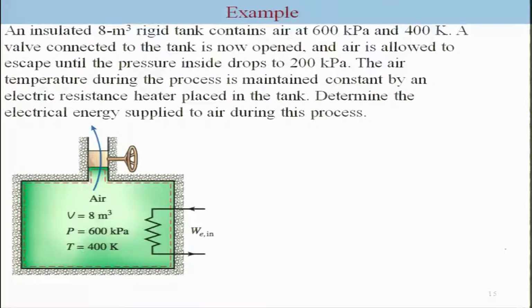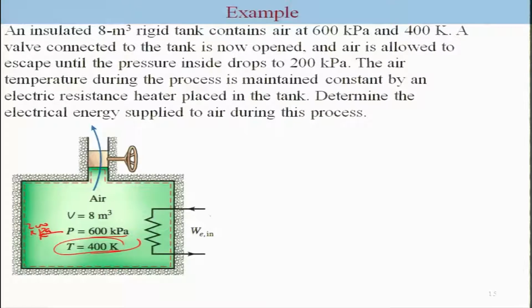This is an example where you have an insulated 8 meter cube rigid tank which contains air at 600 kilopascal and 400 Kelvin, and a valve connected to the tank is now opened. Air is allowed to escape until the pressure inside drops to 200 kilopascal. The air temperature during the process is maintained constant.